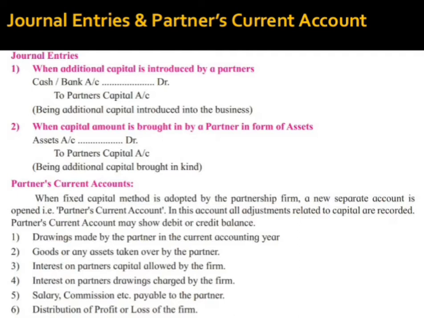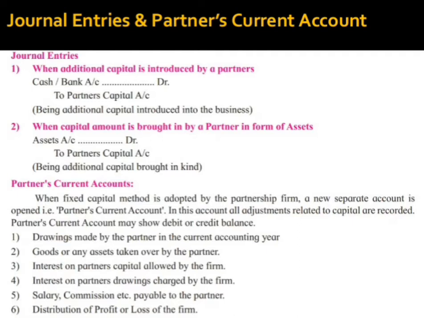Now I will explain the partner's current account. When the fixed capital method is adopted by the partnership firm, a new separate account is opened, that is the partner's current account. In this account, all adjustments related to capital are recorded. The partner's current account may show a debit or credit balance. This you will have to remember.